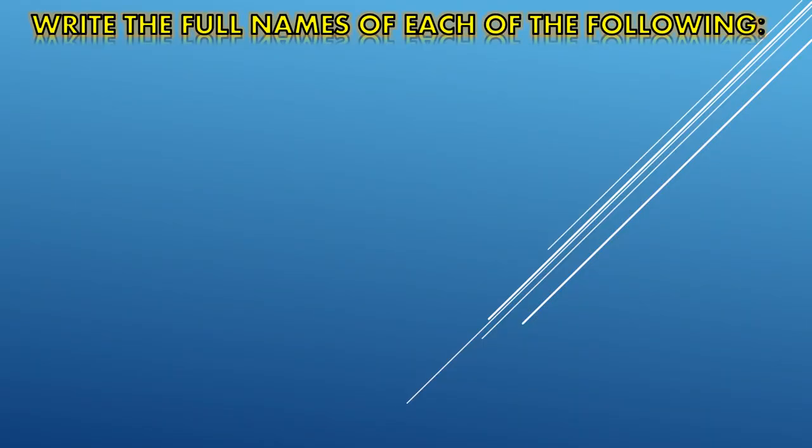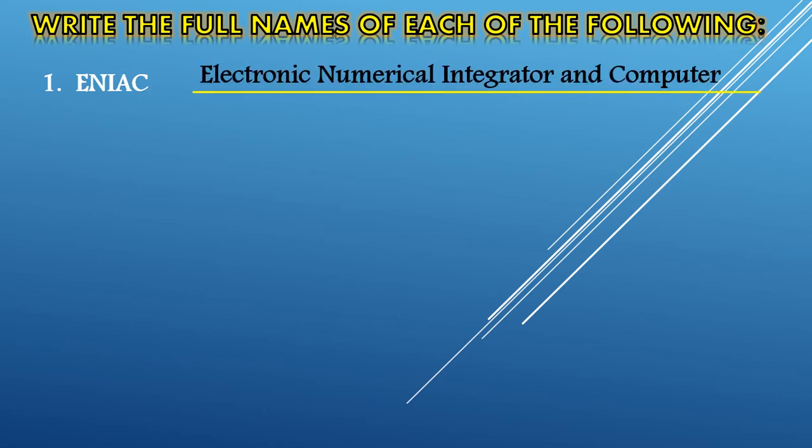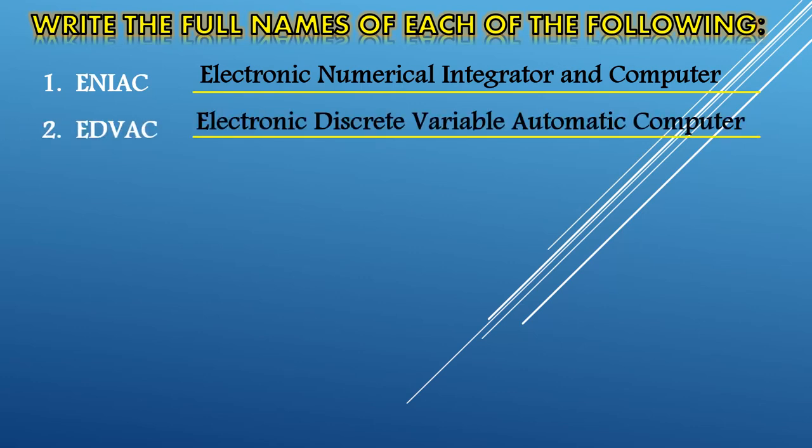After match the following, there can be write the full names of each of the following. ENIAC: electronic numerical integrator and computer. So like this, you have to know the particular thing. Electronic discrete variable automatic computer, EDVAC.